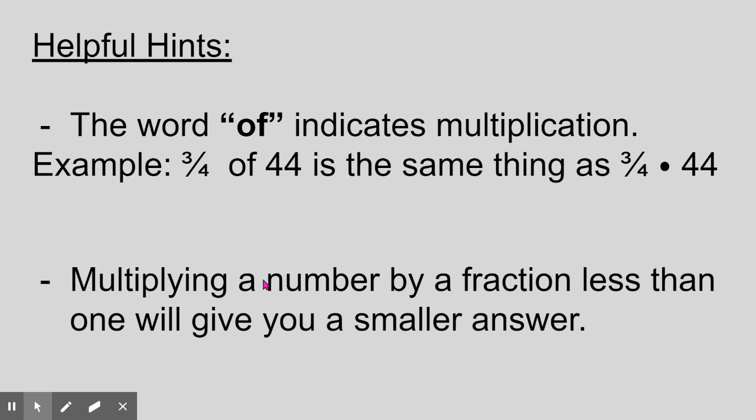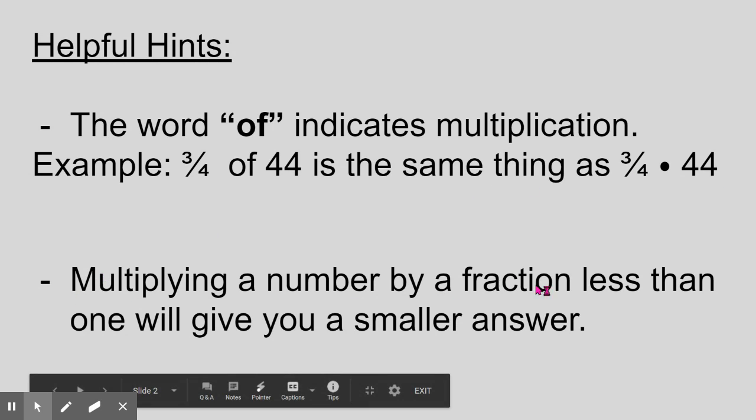So, a couple of helpful hints when it comes to multiplying. The word of indicates multiplication. For example, 3/4 of 44 is the same as 3/4 times 44. Now, you do have to be careful because sometimes the word of is used just as a word in the sentence. So you're going to have to determine, is it just a word in a sentence or is it telling me to multiply?